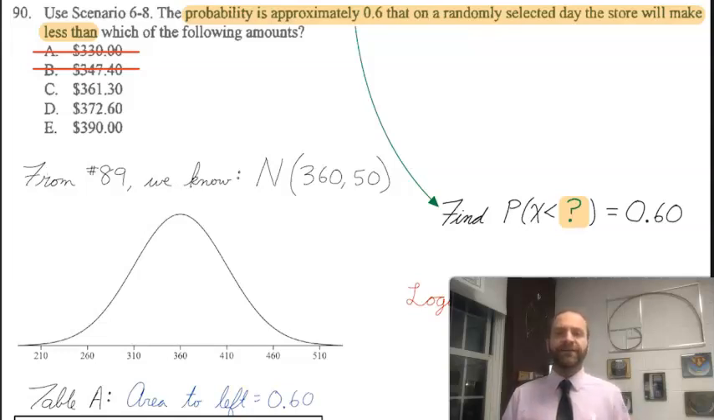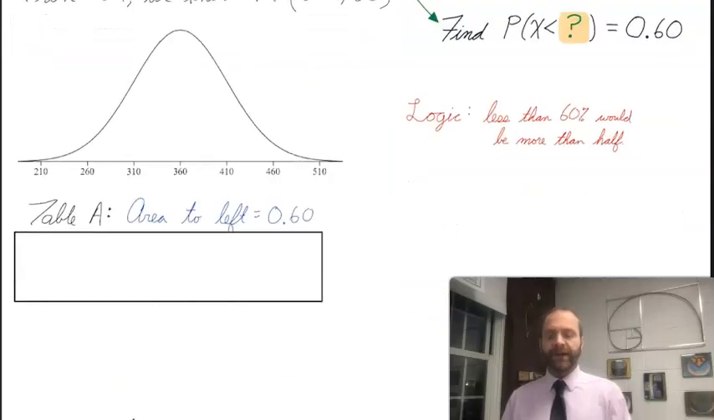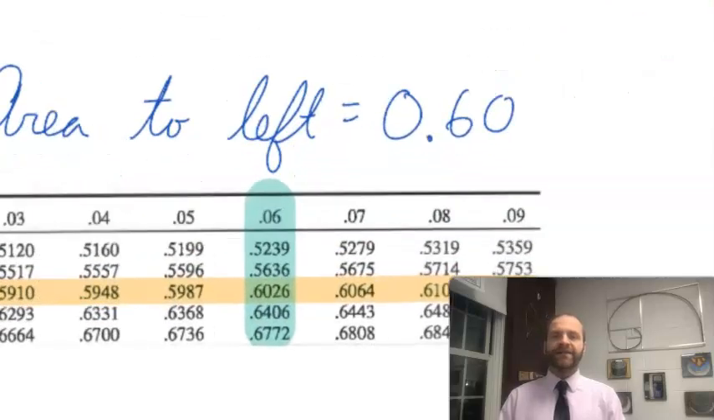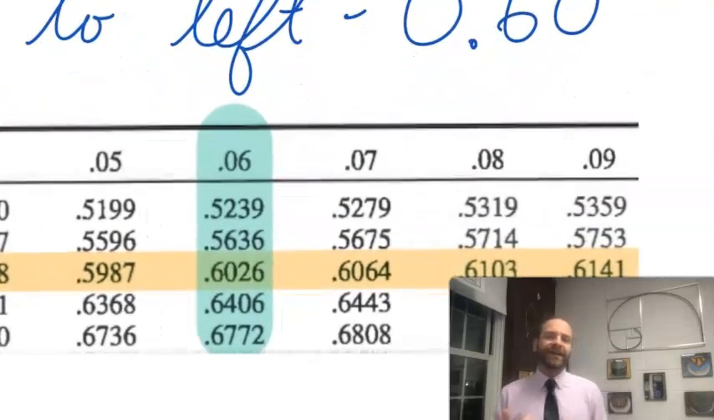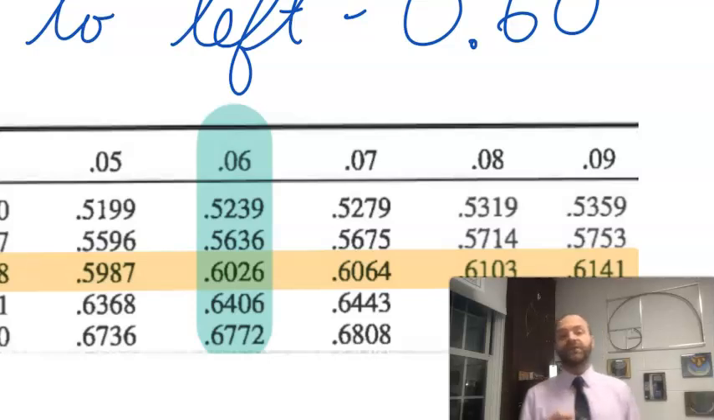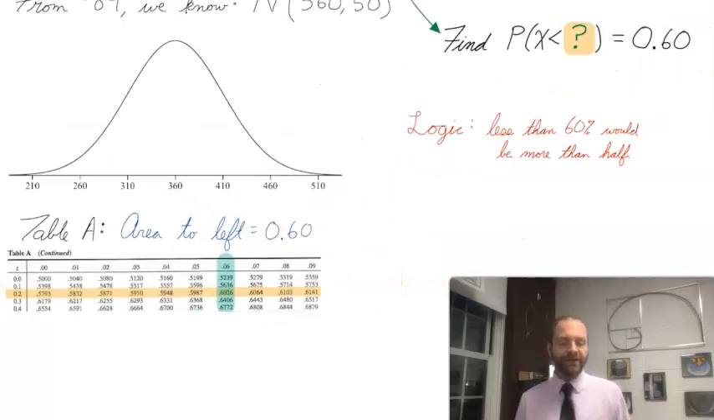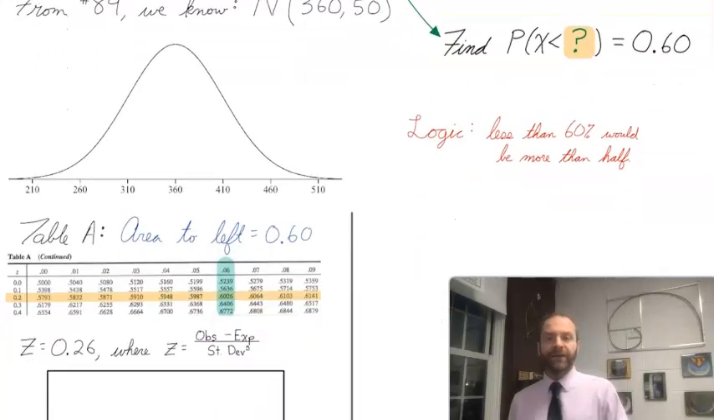So since I'm told area to the left is 0.6, I can go to Table A and find where I have 0.6 or close to it, because it's going to be an approximation. And if I do, I can see that I have right there 0.5987, so close, 0.6026. So that 0.6026 is what actually captures the 0.6 probability. So that tells me that I have a z-score of 0.26, and that's what I'm dealing with. So I know that information. I know I have a z-score of 0.26. And remember, z-scores, I'm going to use this definition of it for the equation, is what you observe. That's what we're trying to find.